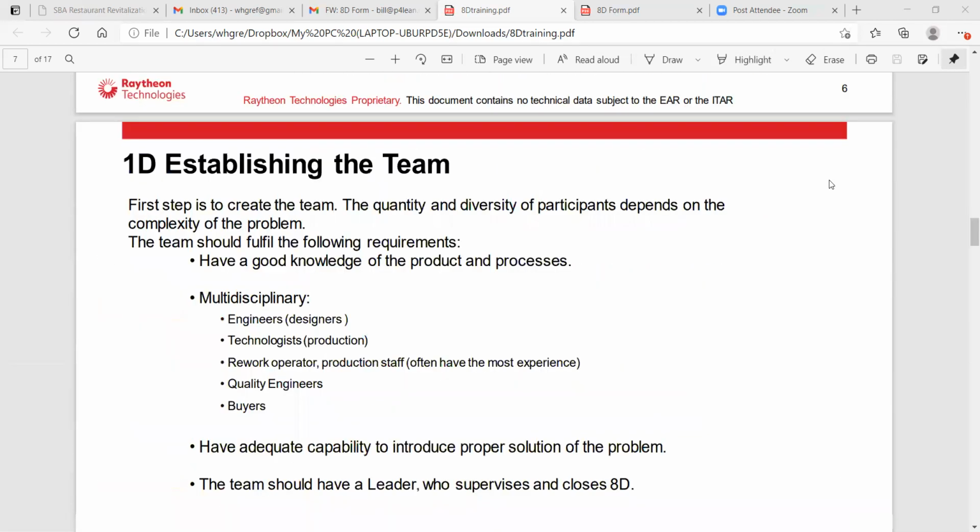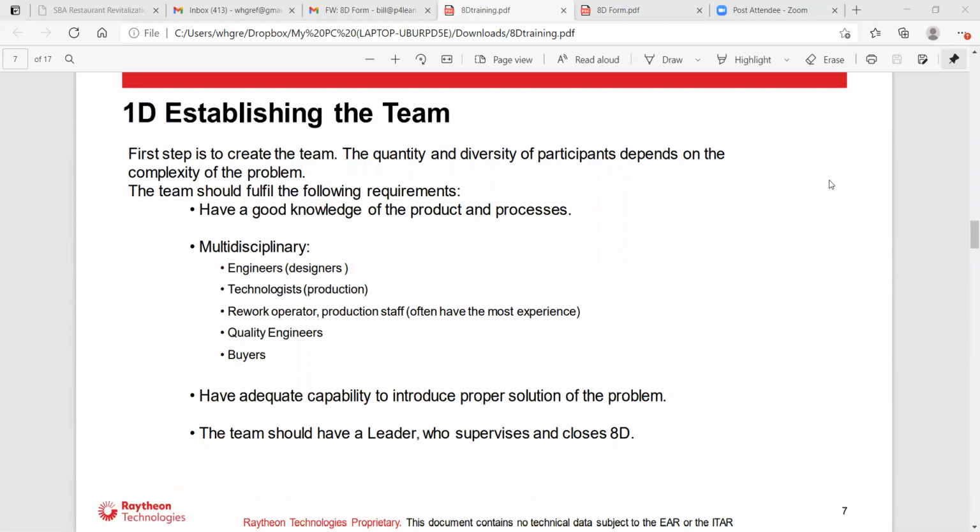So, establishing the team. Again, like A3, we want a cross-functional team. The quantity and diversity depends on the complexity. In this case, Pratt has asked us for this escape to include Carlos, April, Dan Bossi, I believe, Paul. And so it's basically people from different parts of the company, and we have adequate capability to introduce a proper solution. And the team should have a leader who supervises and closes the 8D.